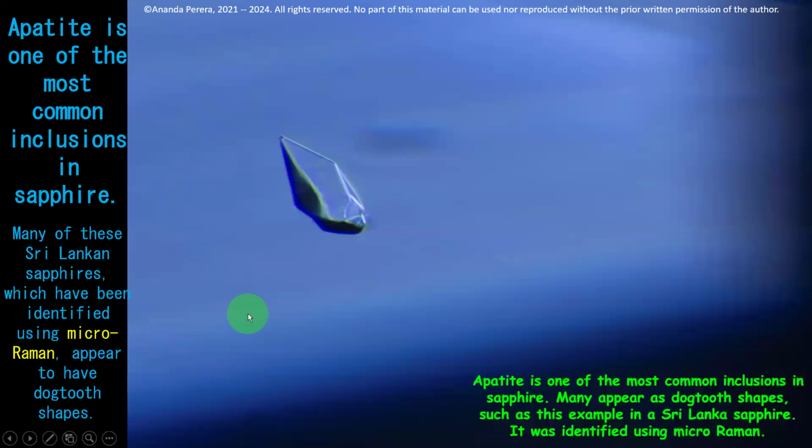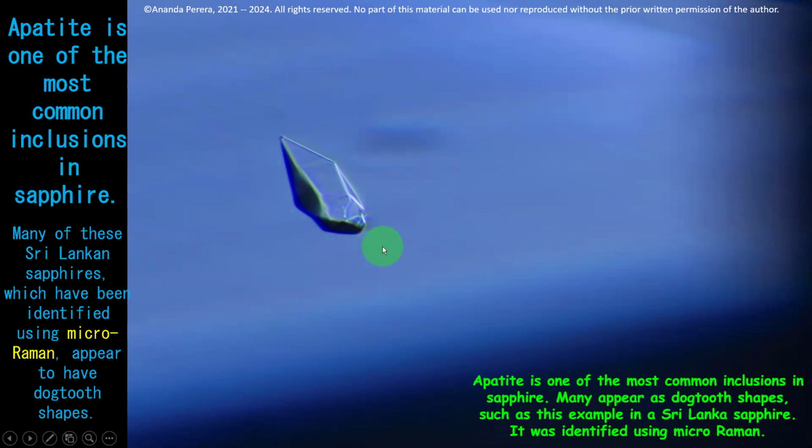And look at this. Here, inside the natural blue sapphire, it is like a dog tooth. Look at this. It is like a dog tooth inclusion. It is apatite. This is an apatite crystal. Apatite is one of the most common inclusions in sapphire. Remember that. The most common inclusions inside sapphires are apatites.